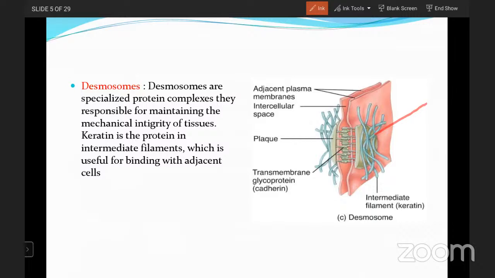Once again, desmosomes are the specialized protein complexes. They are responsible for maintaining the mechanical integrity of tissues. Keratin is a protein and intermediate filament which is useful for binding with the adjacent cell. So here the filaments which are arising from that particular cell region are made up of keratin, and they will be useful for binding with the adjacent cells. So this is about the desmosomes.